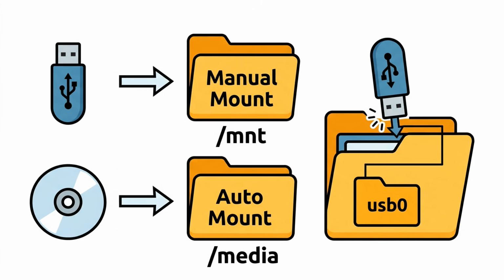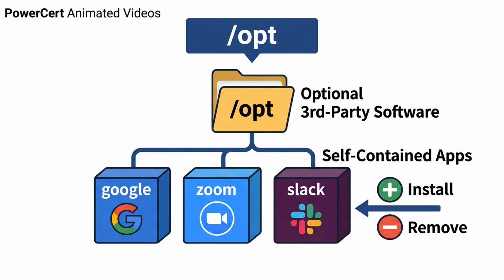When you plug in a USB drive or mount a hard drive in Linux, it doesn't just appear as a drive letter like in Windows. Instead, it gets attached to a folder in the file system. This is called mounting. /mnt is the traditional place for manually mounted drives, while /media is used by the system to automatically mount removable media like USB drives and CDs.